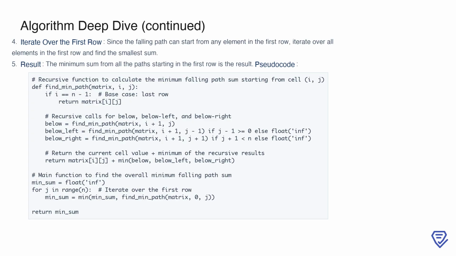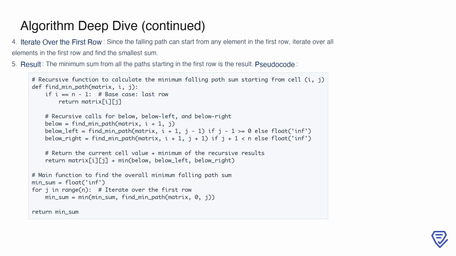If we're at the last row, we return the value of that cell directly. Otherwise, we recursively compute the sums for the paths going directly below left, and below right. For the below left and below right paths, we check if their indices are within the matrix bounds. Finally, we add the current cell's value to the smallest of these recursive sums and return the result.